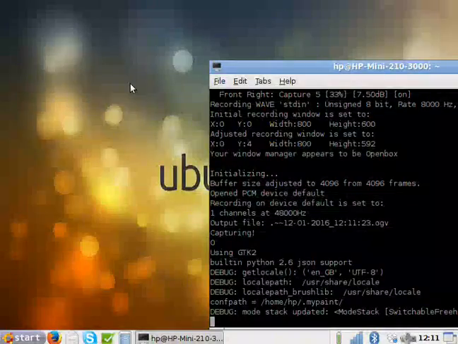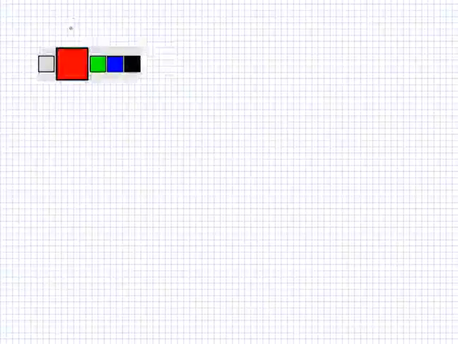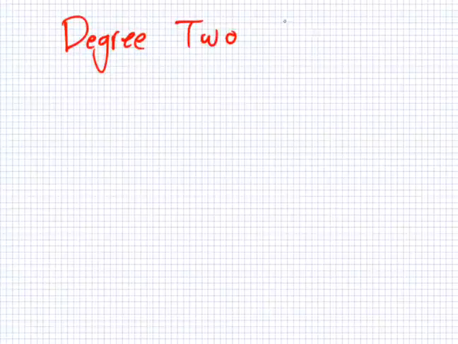Okay. So what we're going to have a look at next now is two lines together. So what we have here is what's called a degree 2 system.